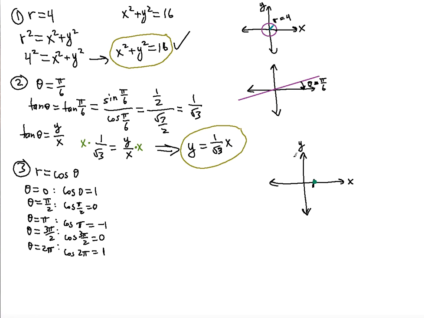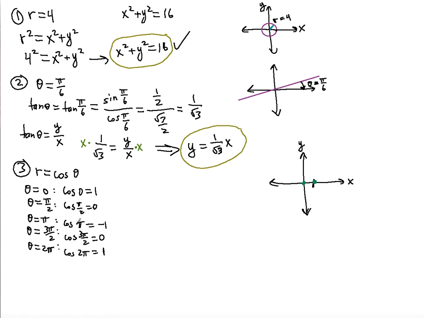Then at pi over 2, where the y-axis is, the positive y values, the cosine of pi over 2 is 0. Okay? So we're talking about this point. We're talking about the origin. We're not moving the radius anywhere. The radius is 0. We're at the origin. The distance is 0 from the origin.